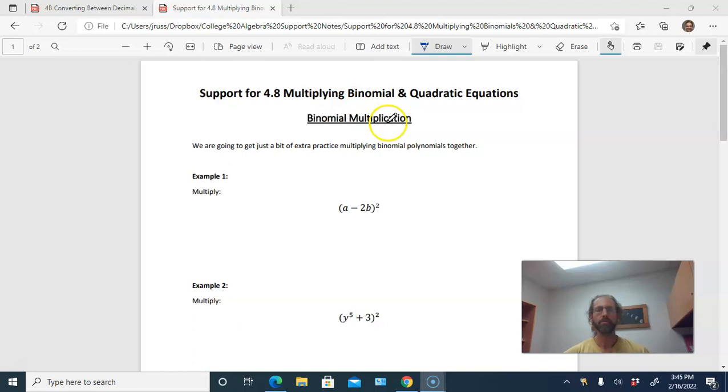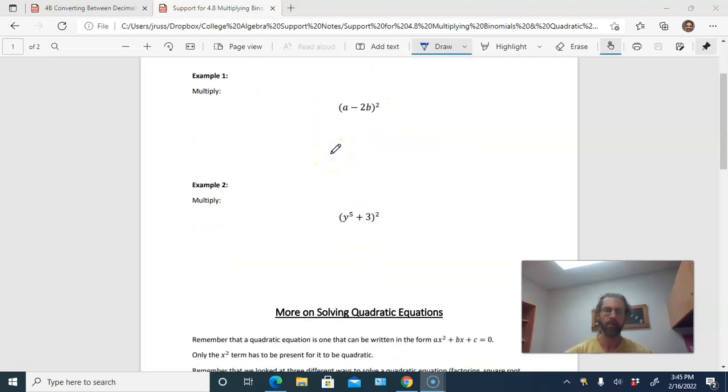So the first part of this is just multiplying two binomials. Okay, so we've done this previously, but I wanted us to look at a couple other examples. They're called binomials because they have just two terms. It's a polynomial with exactly two terms. And so you can see here we've got this binomial in parentheses and it's squared. So we know that when it's squared, that means we're multiplying two of them. Okay, or in other words, you're multiplying that binomial by itself.